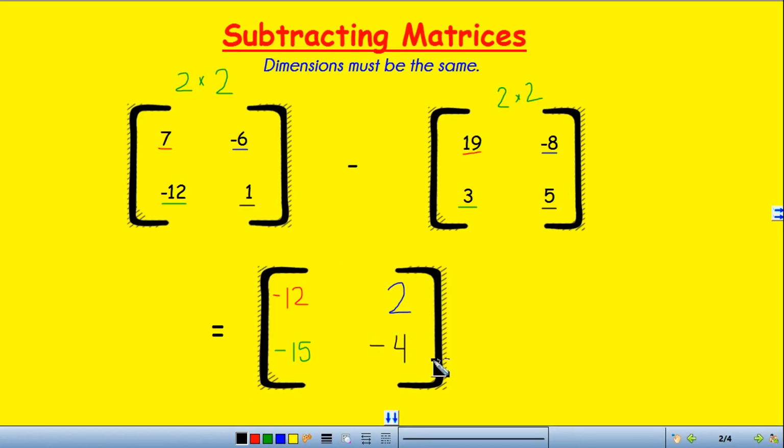So there you have it. Our answer is negative 12, 2, negative 15, and negative 4. So I've just showed you how to subtract matrices, making sure that your dimensions are the same before you begin, and subtracting the corresponding numbers.